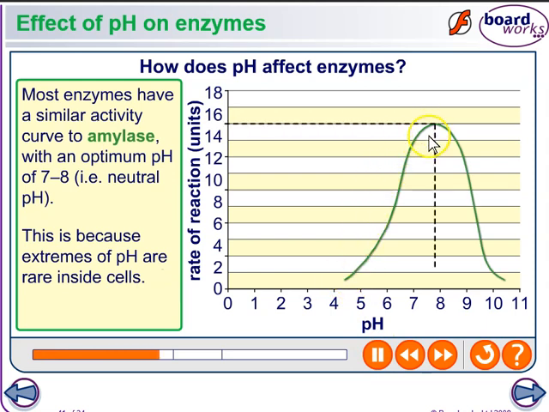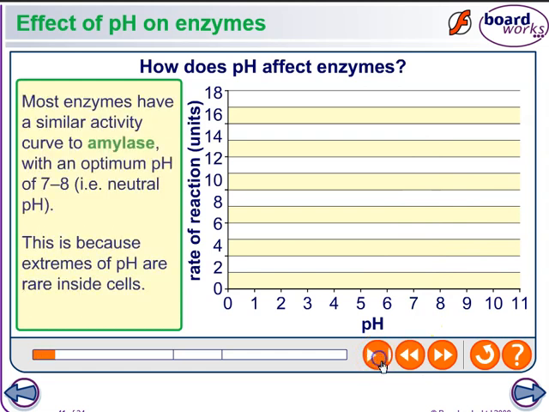Amylase enzyme actually has an optimum pH. The amylase enzyme we're going to be talking about here has an optimum pH of 7 to 8. So amylase, which breaks down starch, works best when it is pH 7 to 8. That's the neutral pH. That's why amylase is always found in your saliva.